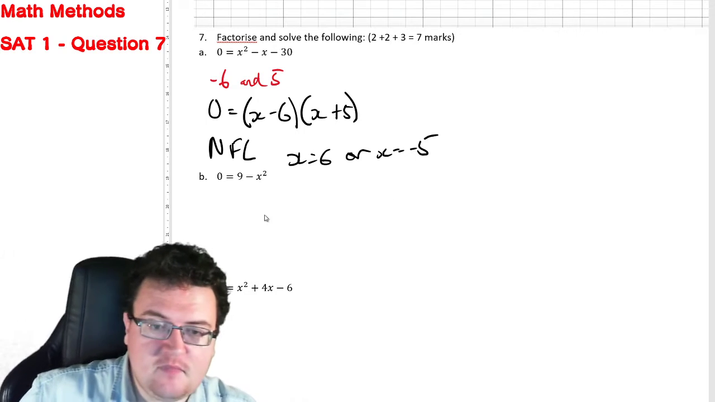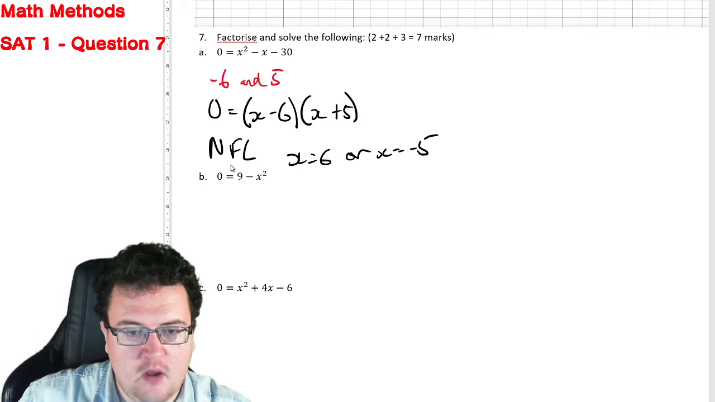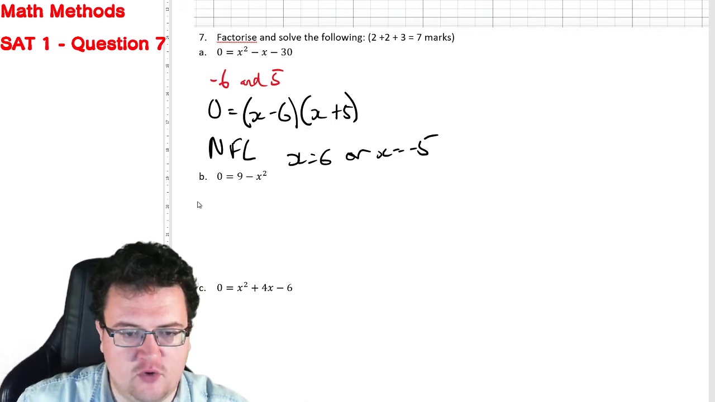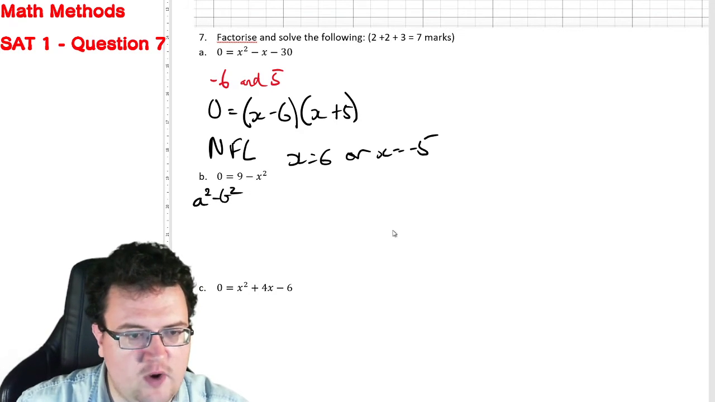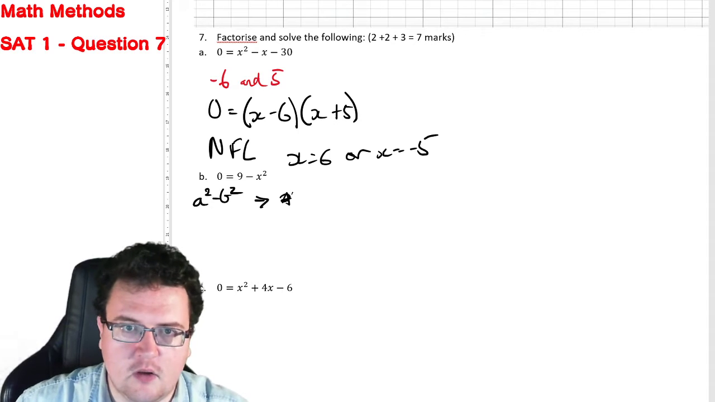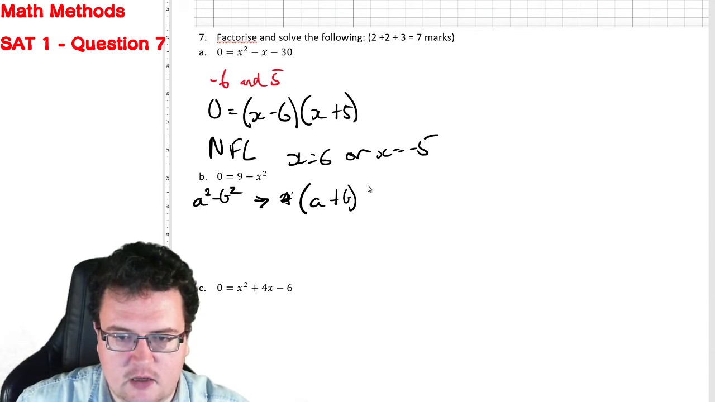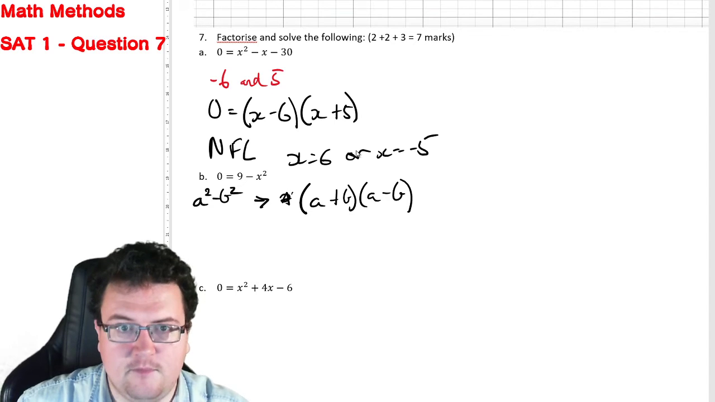Now, looking at this next one, we have a number minus a square. When it's something like this, it's generally a good sign that what we are looking at here is an a squared minus b squared, which then factorizes to a plus b, a minus b.